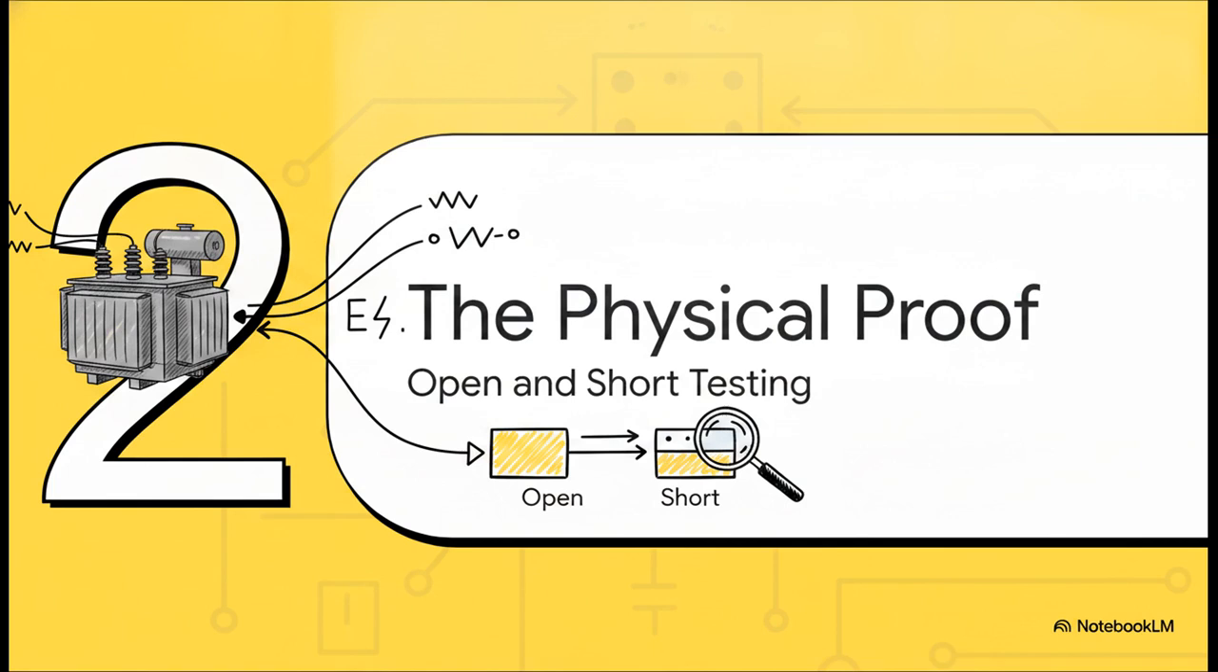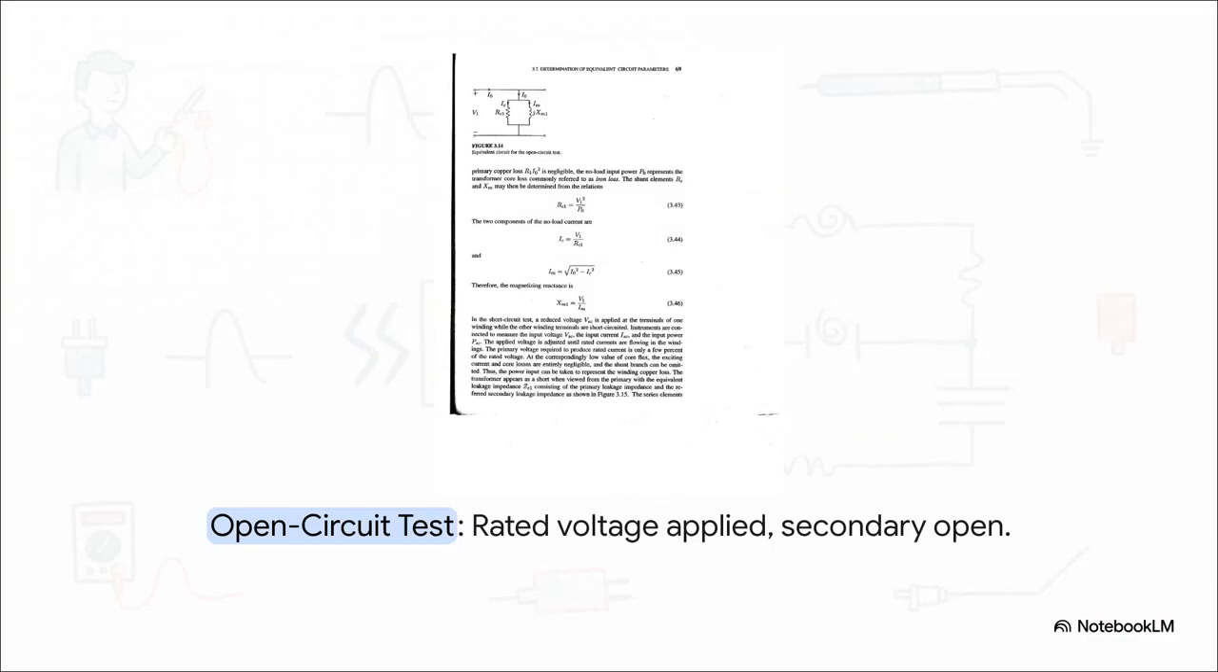Section 2. The physical proof. Open and short testing. Now, as power systems engineers, we never just guess these values. No way. We extract them directly from the physical realities of the steel tank right on the factory floor. And this brilliantly illustrates the open circuit test.